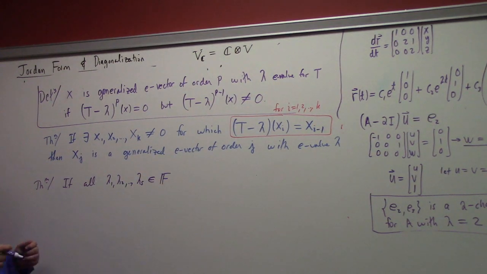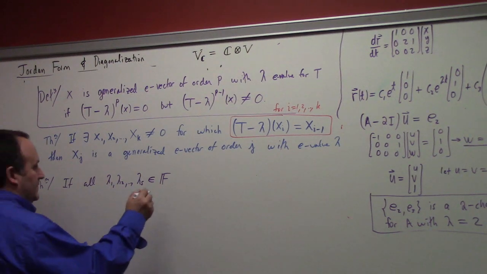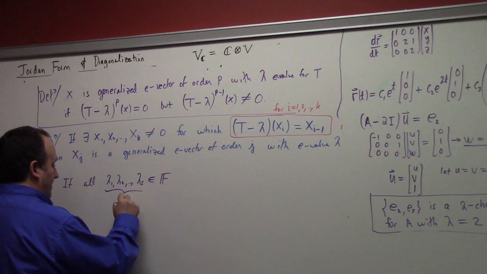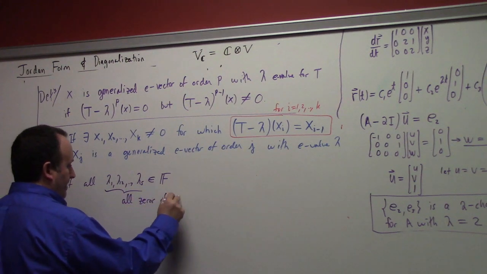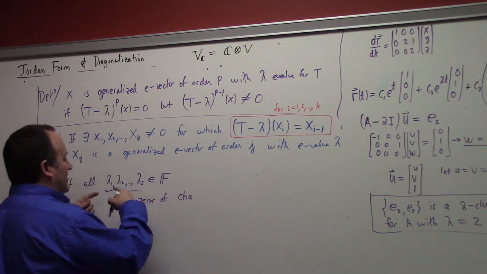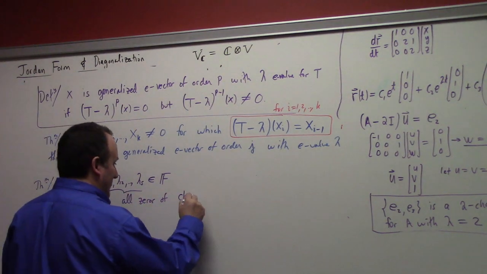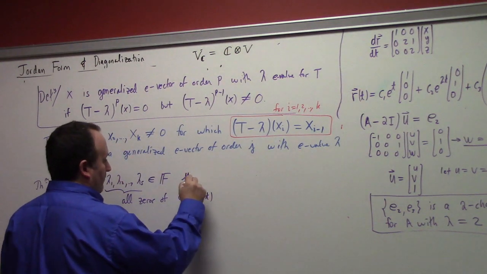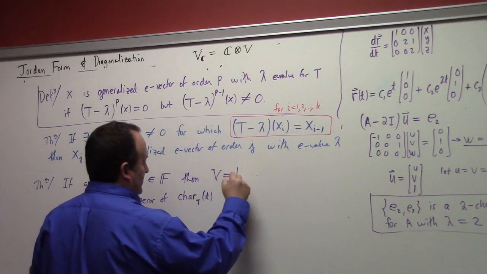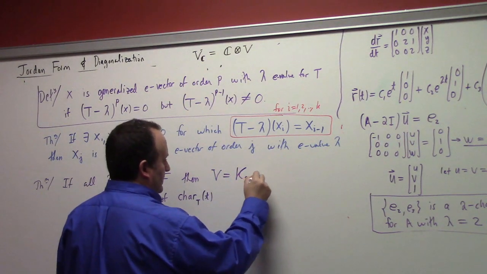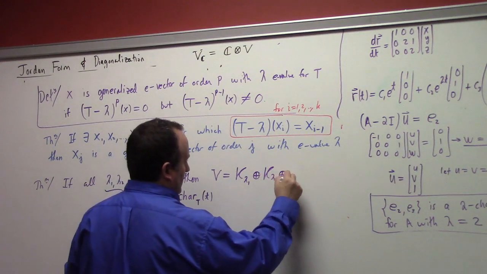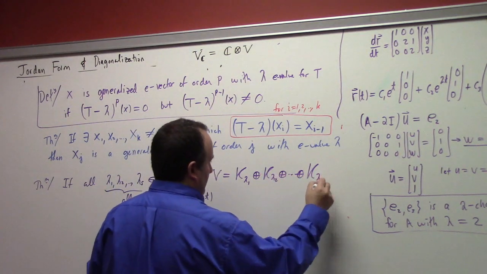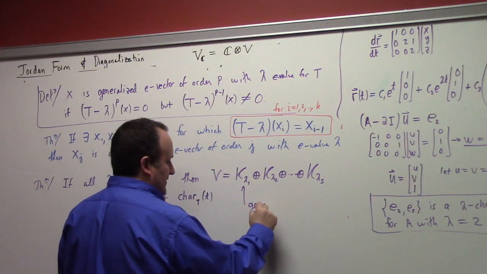In other words, if you have a characteristic polynomial such that the zeros of the characteristic polynomial are all in your field, then, I don't mean these are all zeros, I mean they're all of the zeros of the characteristic polynomial of T. All right. Then V is actually the direct sum of K lambda 1, K lambda 2, ..., K lambda s, where these are generalized eigenspaces.